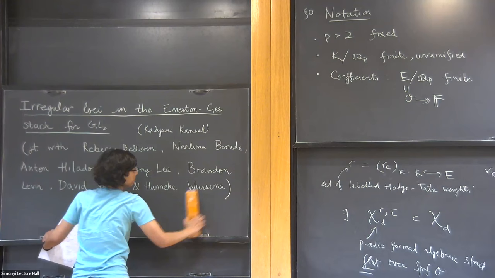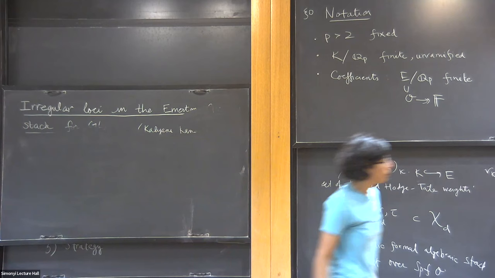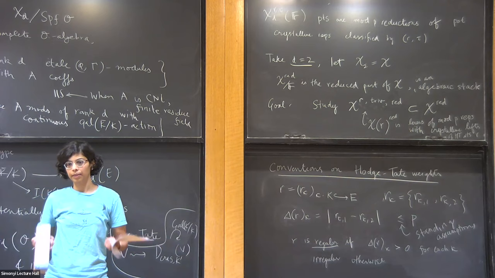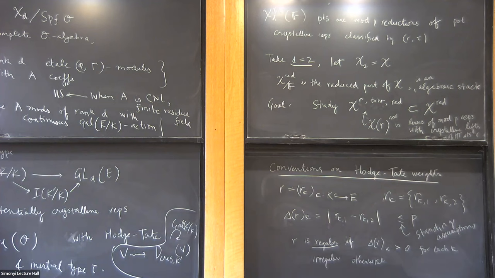Different for each embedding, no relation between different embeddings, and this is a condition for each embedding. So irregularity could mean that in just one embedding they have the same Hodge-Tate weights, or it could mean that in every embedding, which is the completely irregular case, they could have the same Hodge-Tate weights.